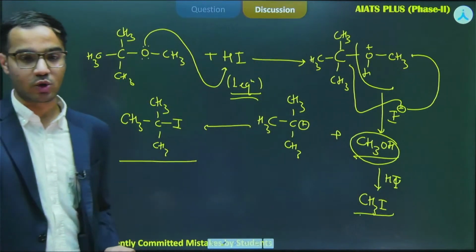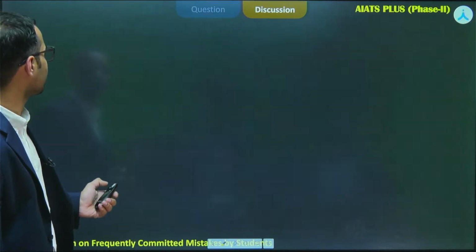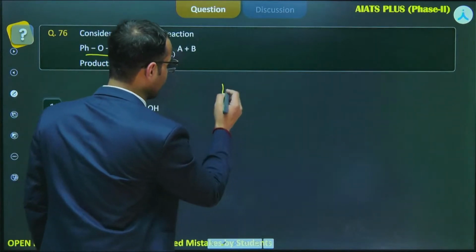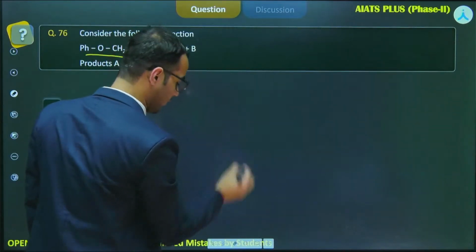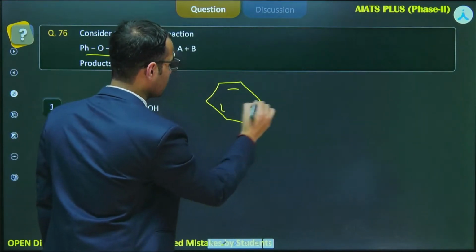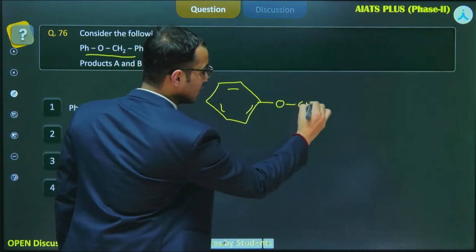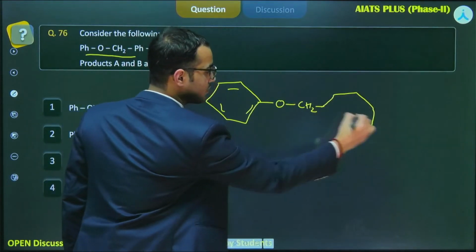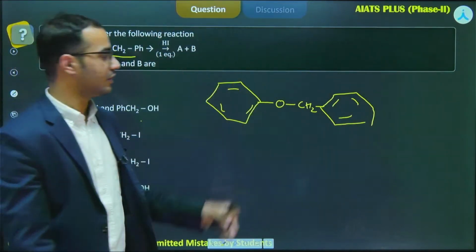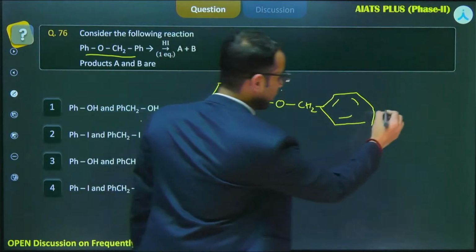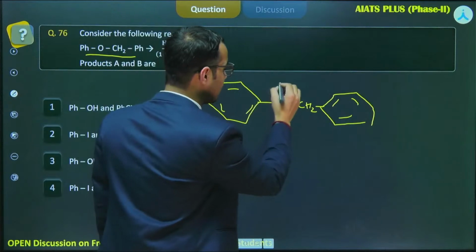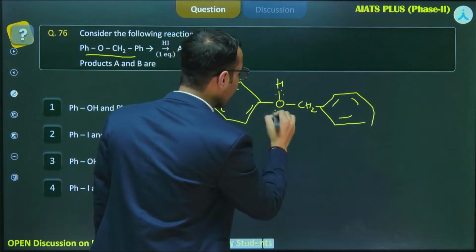Okay, let's go back to the question part. What is the question suggesting? Let us see. You have this species, and in this species you have the PhO. If we make an exact structure of it, you have PhO CH2 Ph. And you are reacting it with HI. What will you get? If you react with HI, the lone pair will attack on H positive, yielding H and O positive.